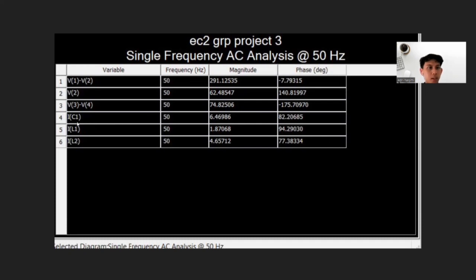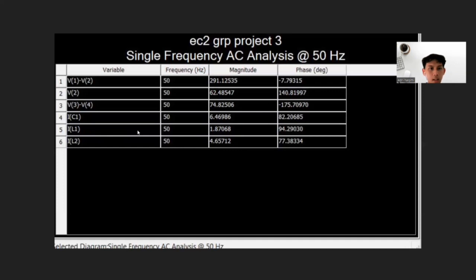So next is for the current for the capacitor is 6.47, and the phase is 82.2. For the calculation, we get 6.47, and the phase is 82.2. So for the current, we get the same as the simulations.